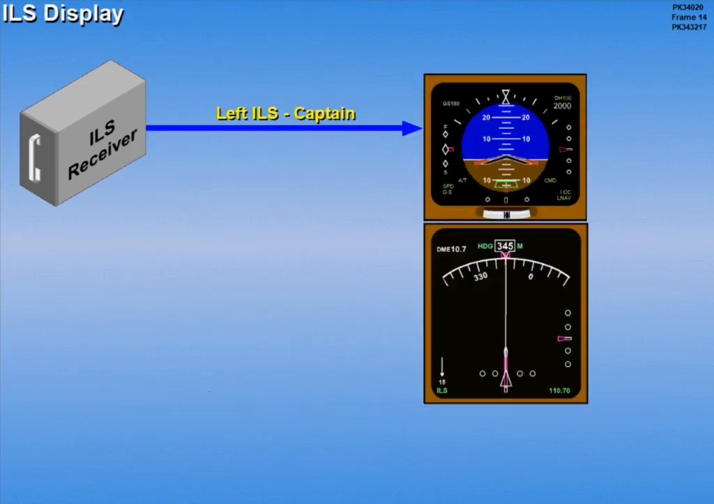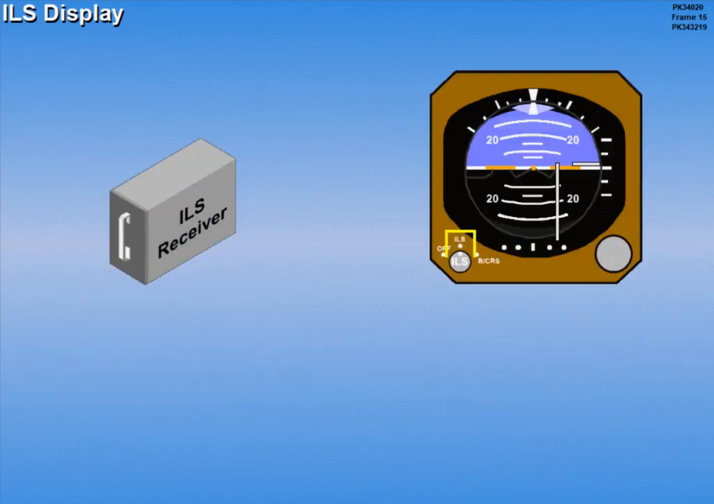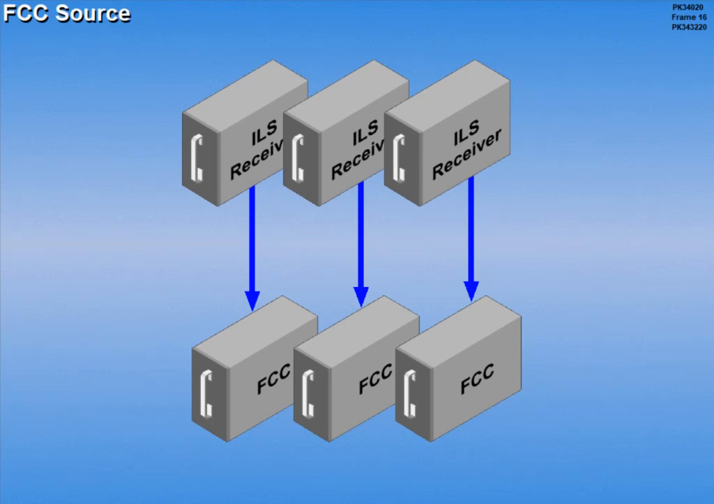The left ILS provides course and glide slope signals to the captain's ADI, and if the ILS mode is selected on the mode selector, the HSI. The right ILS provides signals to the first officer's instruments. When ILS is selected on the standby attitude indicator, the center ILS provides raw data indications. ILS information is also supplied to the FCCs.